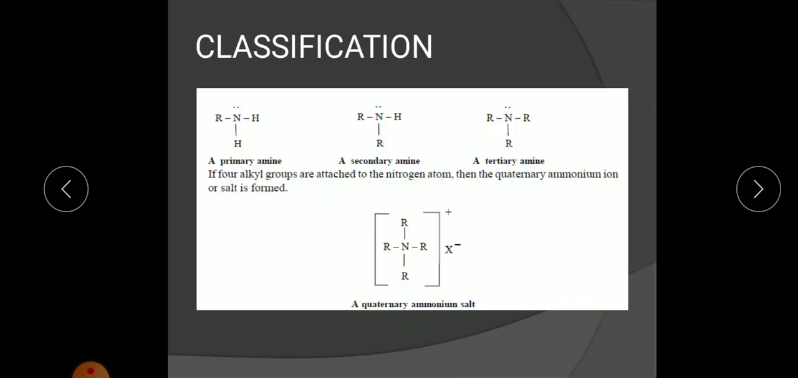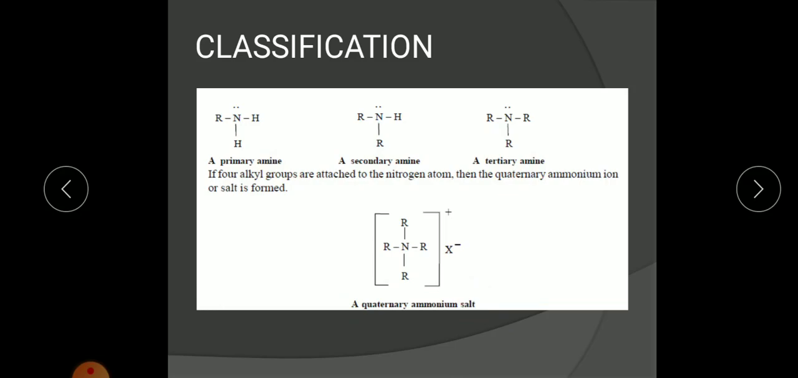First we'll see its classification. If you remember, we have seen the classification of alkyl halides based on the nature of the carbon atom as primary, secondary and tertiary, and also the classification of alcohols as primary, secondary and tertiary. Similarly, amines can be classified into three major types: primary amine, secondary amine and tertiary amine. We have one more, that is quaternary ammonium also. We'll see what it is.